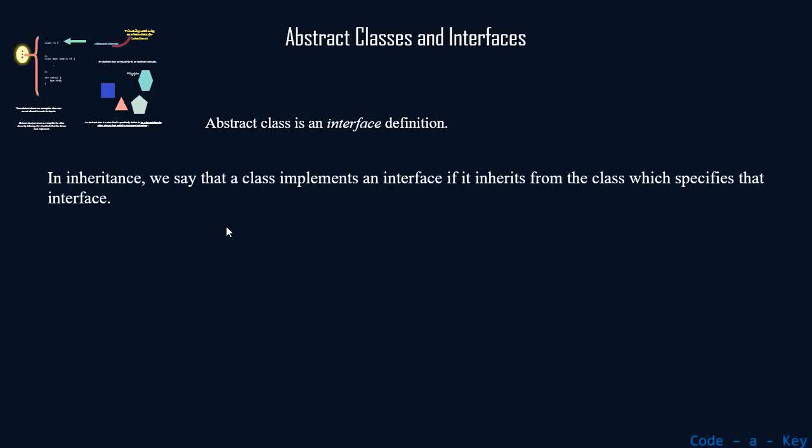So with inheritance, we say that a class implements an interface if it inherits from the class which specifies that interface. Like we have a rectangle class which is going to inherit the polygon class. Yes, it's going to inherit the polygon. We will see an example.